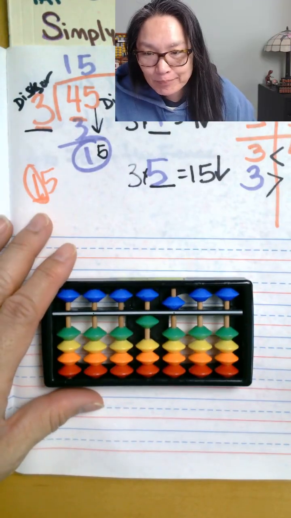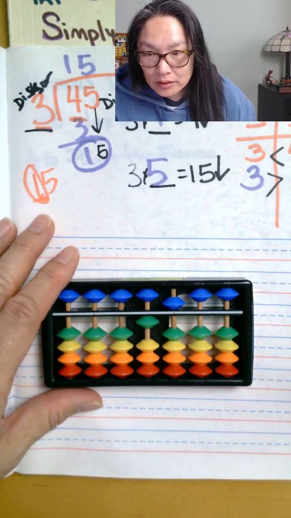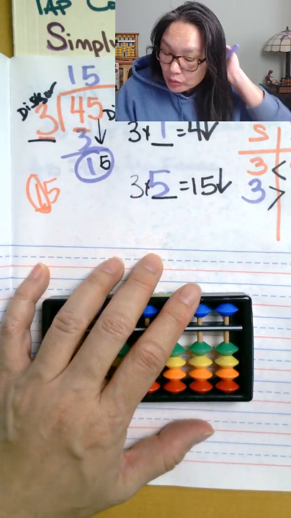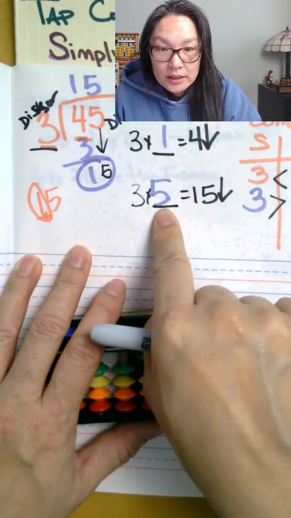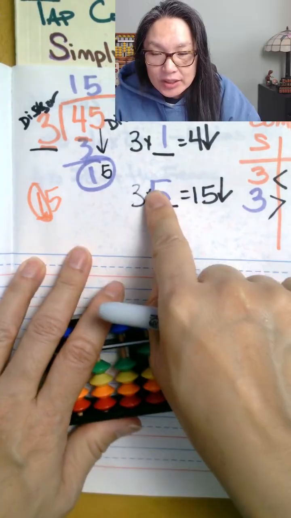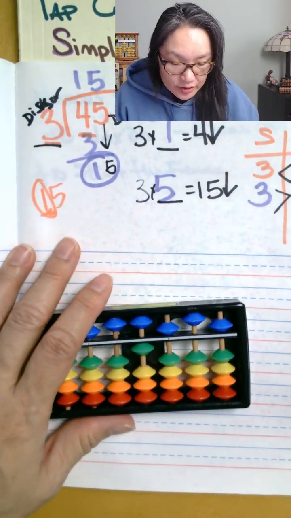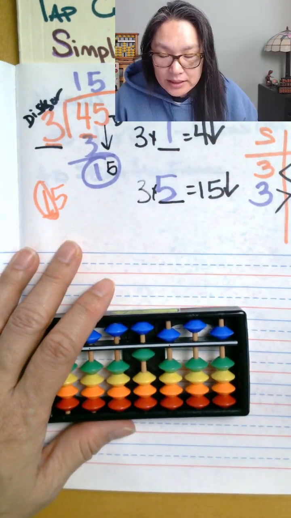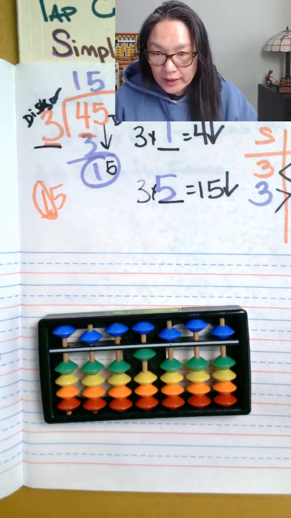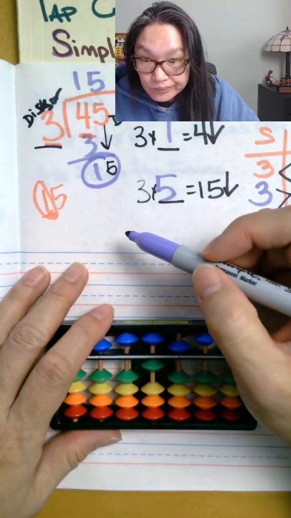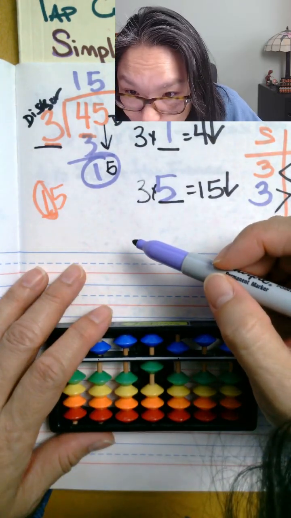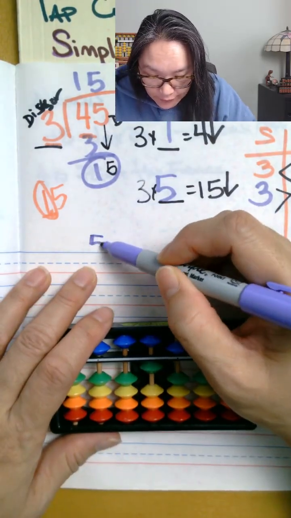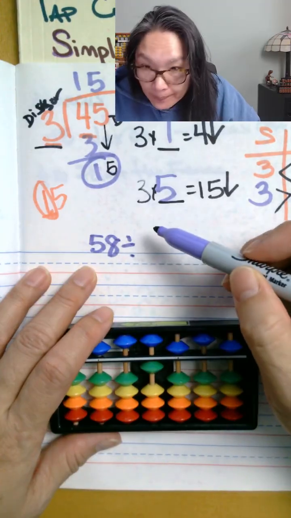Okay. We're going to do the simple numbers, right? Because if the numbers get too big, then it's harder to manage. This is just to get us going, right? Okay, we got this one. 58 divided by 2.